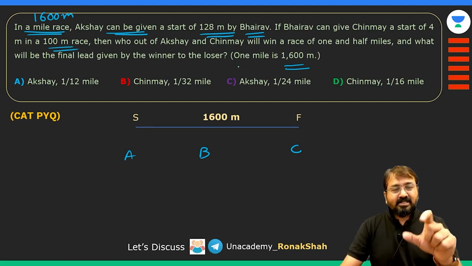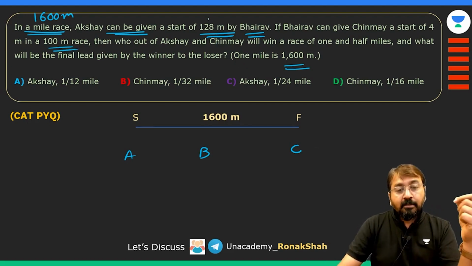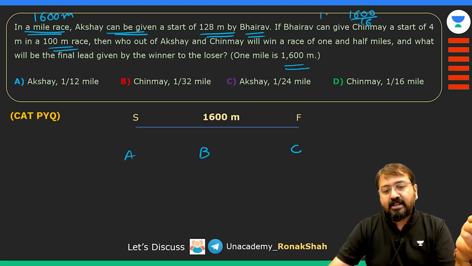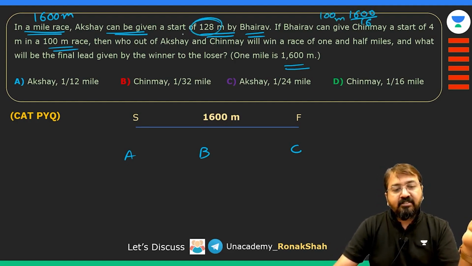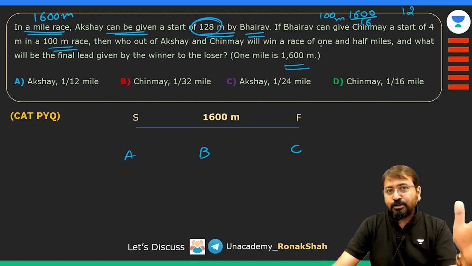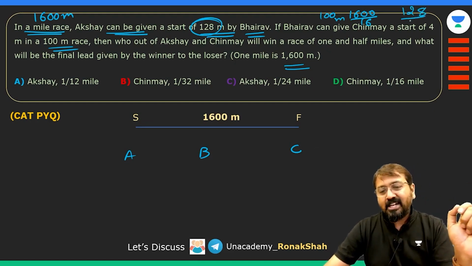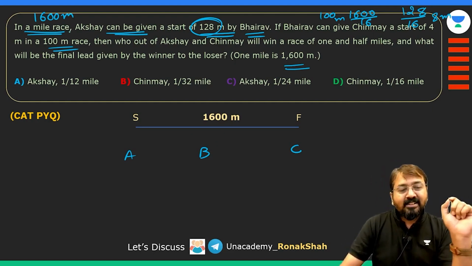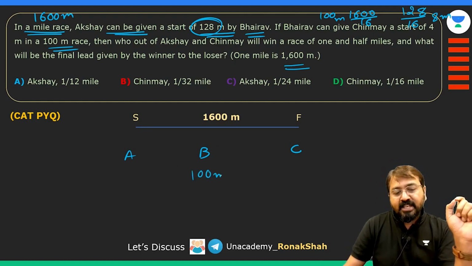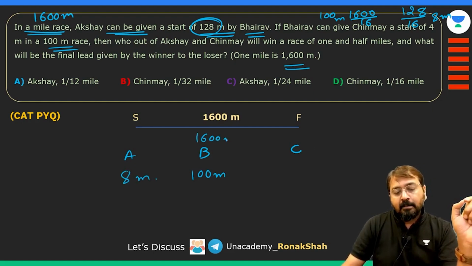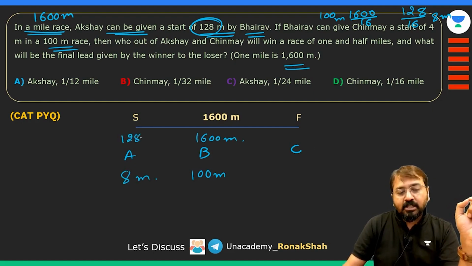Now this 1600 is a very complicated number. So what we can do is divide 1600 by 16, so we will get 100 meter over here. Similarly, if I divide 128 by 16, I know that 16 8s are 128, and for that you should be good at tables. So 128 divided by 16 is 8 meter. So we can simply say that in a 100-meter race, Bhairav can give Akshay a start of 8 meter. In a 1600-meter race, Bhairav can give a start of 128 meter to Akshay.